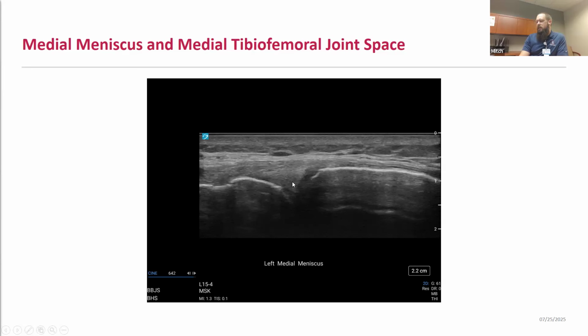Specific to the medial aspect of the knee and the posterior medial joint, you have to be cautious of the semimembranosus tendon inserting. You can get some anisotropic artifact at that area that could look like a parameniscal cyst. But you can correct your ultrasound probe positioning to bring that into better view.